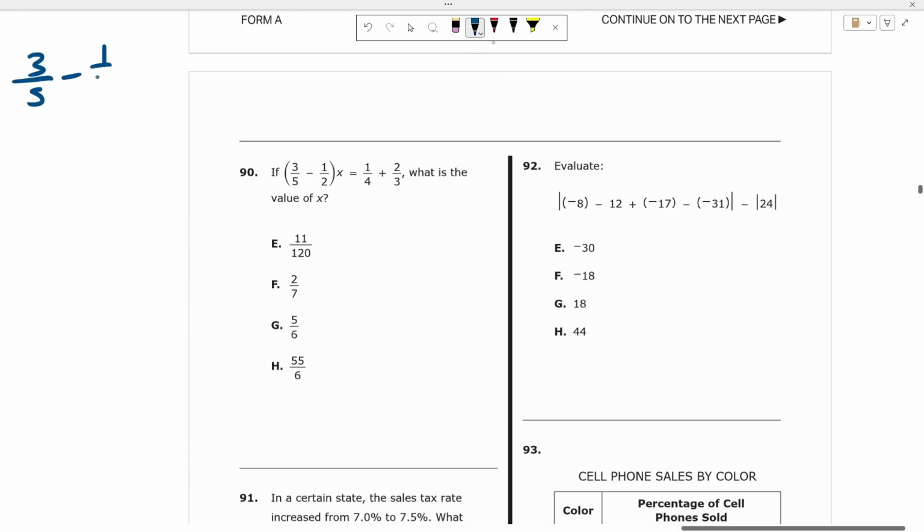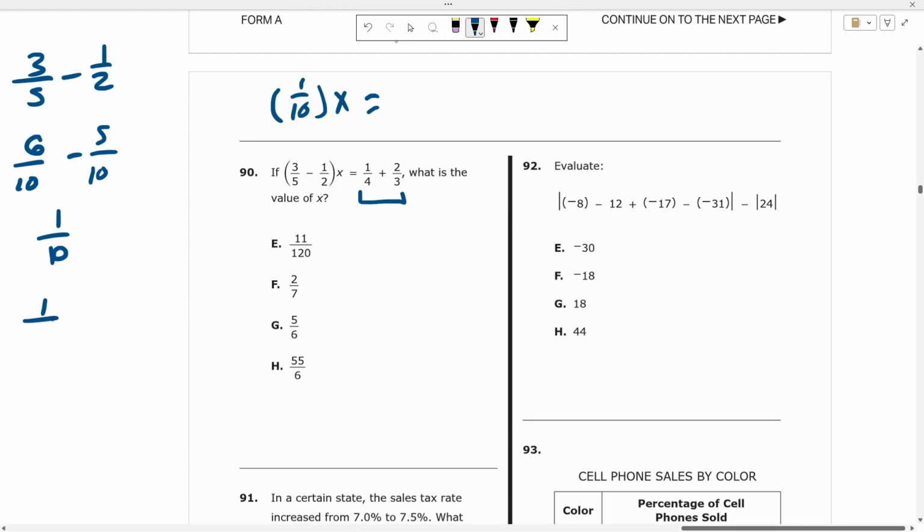3 over 5 minus 1/2 is the same thing as saying 3 over 5 minus 5 over 10, which is the same thing as saying 6 over 10 minus 5 over 10, which is 1 over 10. So now you have 1 over 10 in parentheses times x is equal to, and again, this is not in parentheses. I can just do this. I can combine like terms straight off the bat. I can combine like terms here as well.